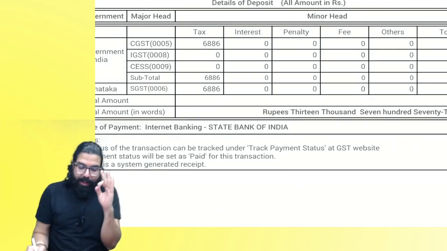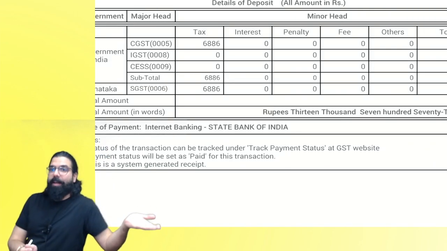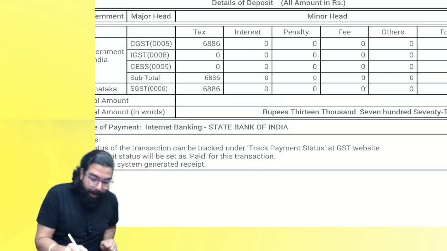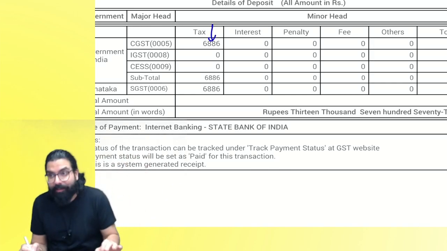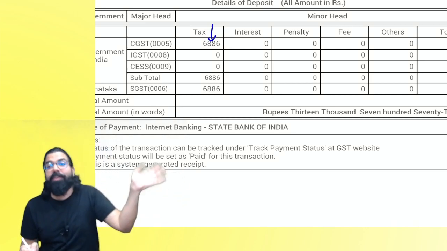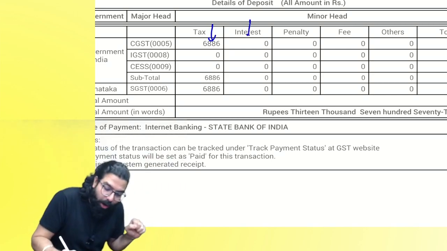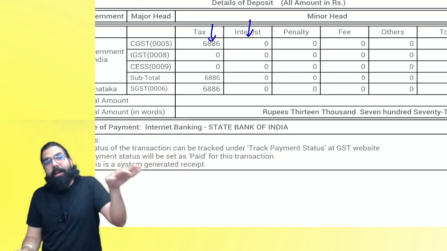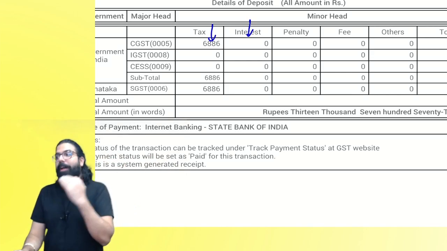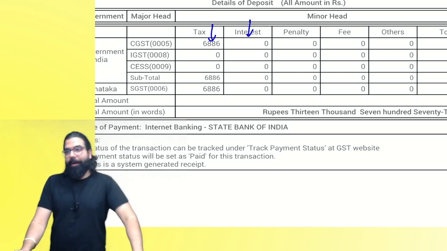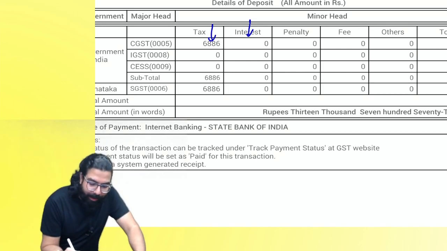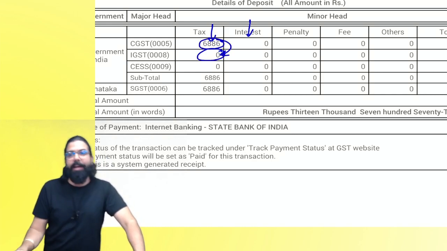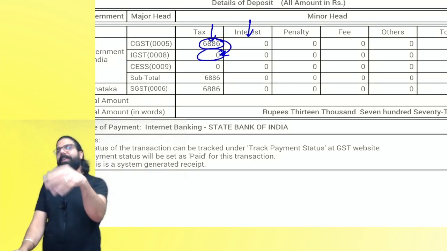Always remember, if you have an output tax liability of CGST tax, deposit in the CGST tax. If you have a liability of interest, CGST ka interest, then you should always make a deposit when you are generating a challan. You should always deposit in the interest. Are we clear, everyone? Now, supposing I had to deposit in the IGST, supposing 6886, but by mistake I deposited here. When I was generating the challan, by mistake I deposited.